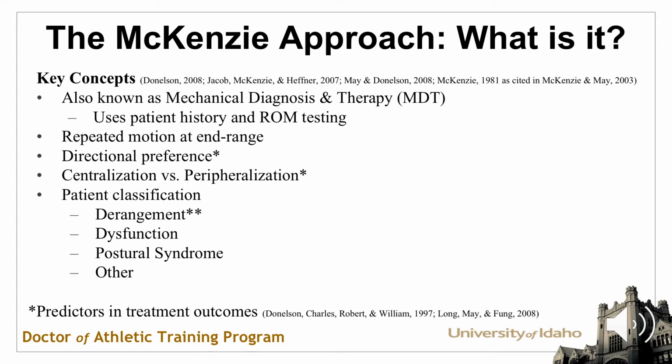So in this case, they would have a directional preference for extension. Okay, centralization is a related concept, but more so with radicular symptoms. Say a patient has radicular symptoms down to the knee. So when we repeatedly load them in their directional preference, so we'll stick with the extension example, we should eventually see, and actually fairly quickly see, that their symptoms centralize or localize to the spine. So this is what we want.